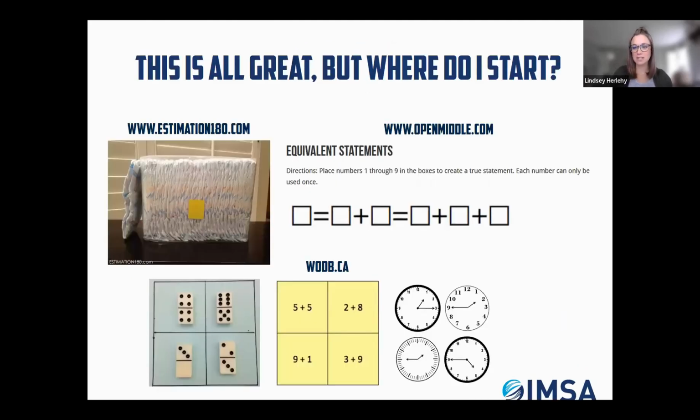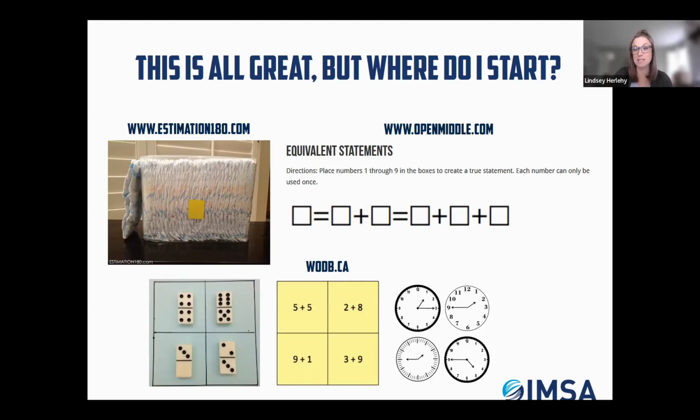So how do you get started developing not only 3-act math tasks, where do you find them, but the skills needed to do them well, which includes estimation, solving problems in multiple ways, talking about mathematics. The first one that I always recommend is Estimation 180. This website has a collection of pictures that students just estimate.